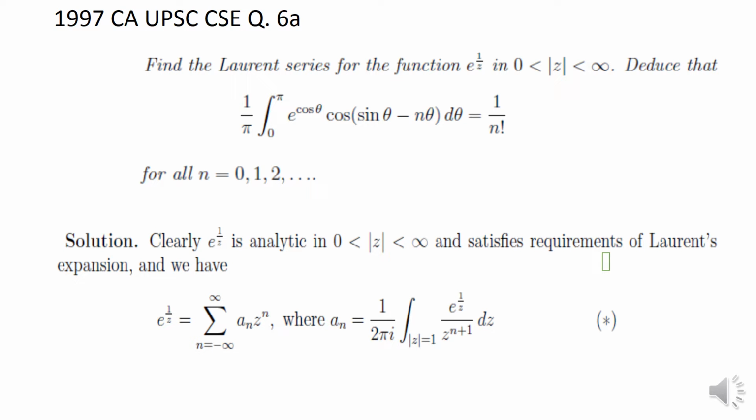In this video, question 6A 1997 complex analysis UPSC CSE maths. Find the Laurent series for the function e to the power 1 upon z in 0 < |z| < infinity. Deduce that 1 upon pi integral 0 to pi e to the power cos theta cos(sin theta minus n theta) d theta is equal to 1 upon factorial n for all n.